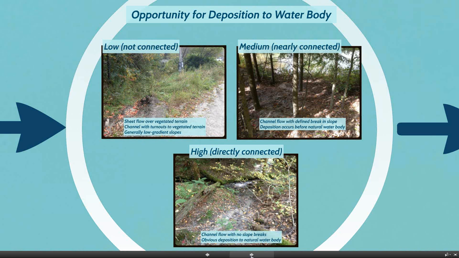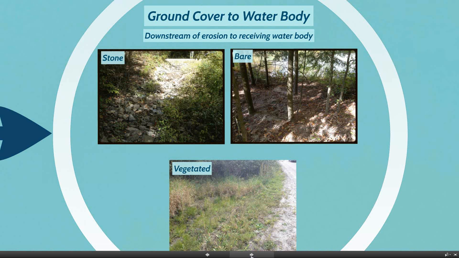Also, we look at the ground cover to the water body, again looking at this buffer area and making an assessment of whether we have a really well-stabilized conduit between the road erosion site and the stream, the water resource. Is it bare soil, which will start eroding in itself? It's just not very well protected against any erosion. Or do we have a vegetated surface where there are opportunities for sediment to be trapped and dropped out of the water before it reaches the stream?